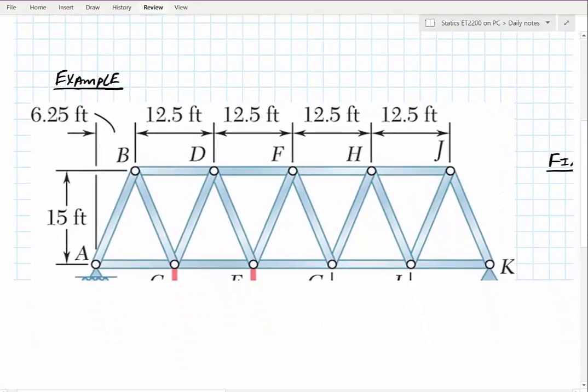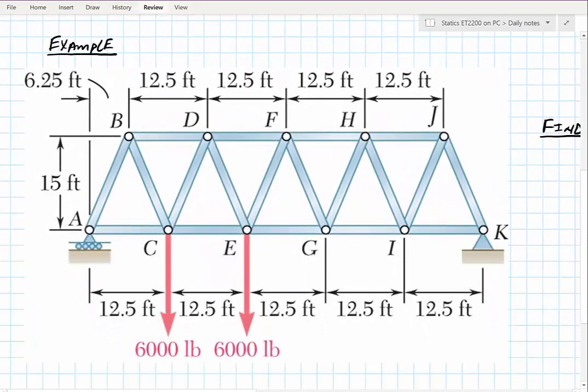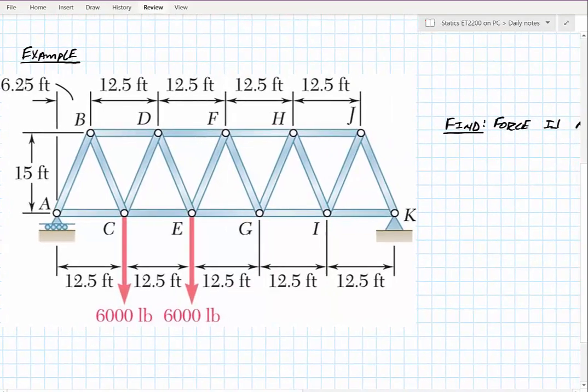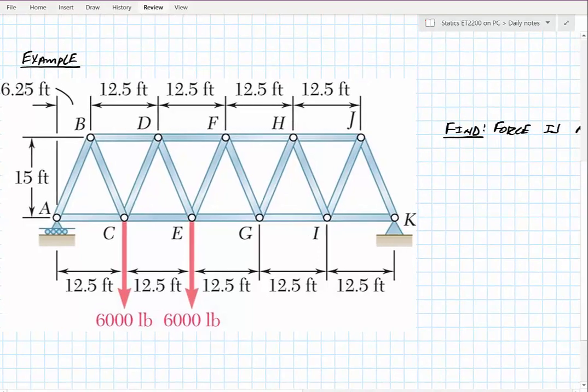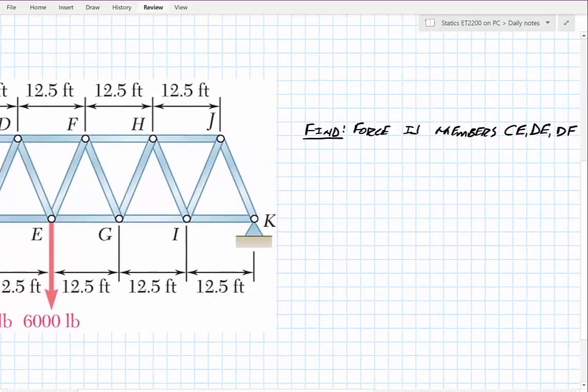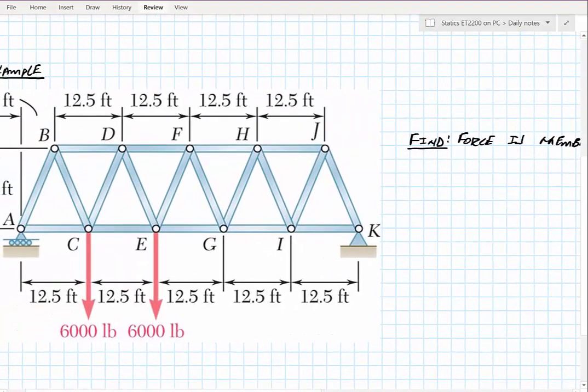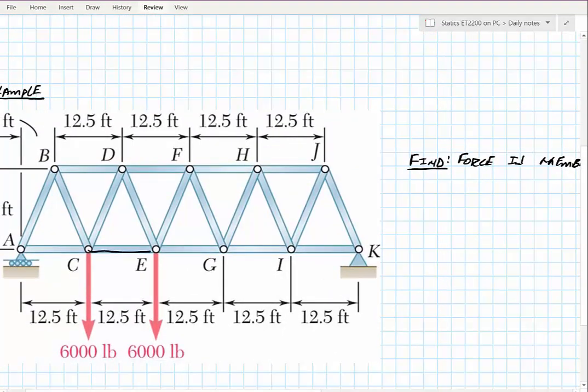And here's my example, and what I have is a truss. I can see I have these two 6,000 pound forces, one applied at C, one applied at E, and it is symmetric, but the loading is not symmetric, so I cannot take 12,000 and put it to each side. So the first step, well, let's talk about what we're trying to find here first. We're trying to find the force in members CE, DE, and DF.